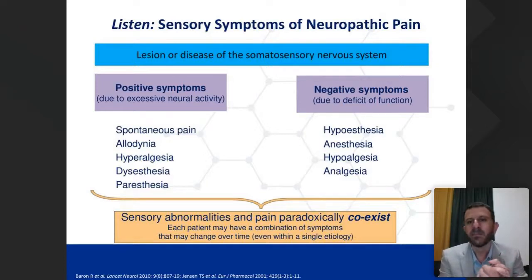It's the numbness, the coolness, the no sensation, which can be characterized as allodynia, hyperalgesia, dysesthesias, or paresthesias, or on the contrary, hypoesthesias, anesthesias, hypoalgesia, and analgesias. A lot of gesias.